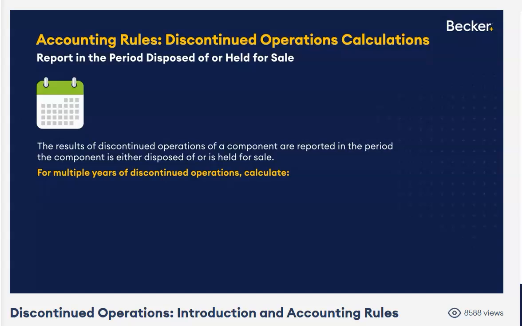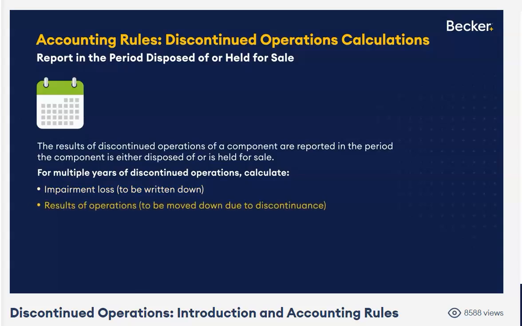Once we hold it for sale, once we make that decision, is there an impairment loss? Because we're going to have to write it down, right? Rule of conservatism. The results of operations, if it's a calendar year company, regardless of when the plan was adopted during that calendar year, from January 1 to December 31st, are moved down below because that's going to be discontinued. You don't report the gain or loss on sale, though, until it happens, okay? Everything gets reported in the period in which they occur.